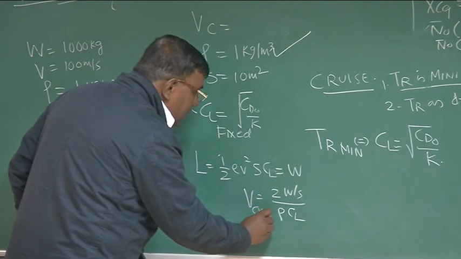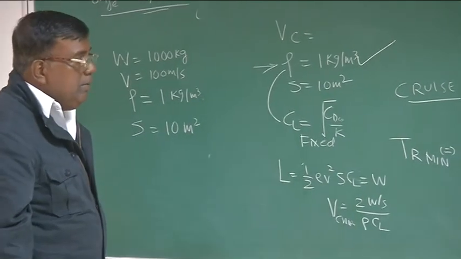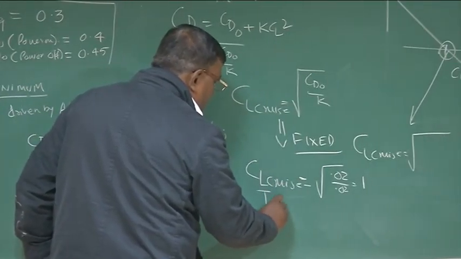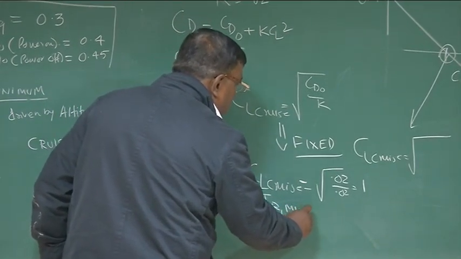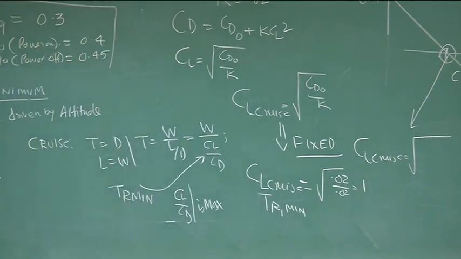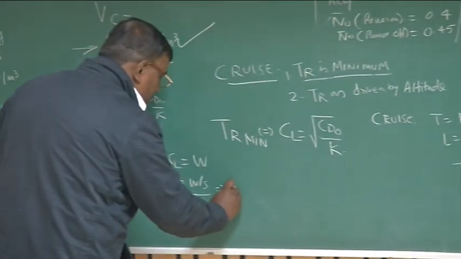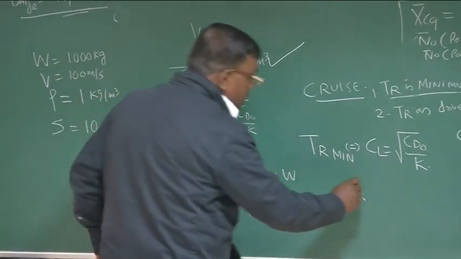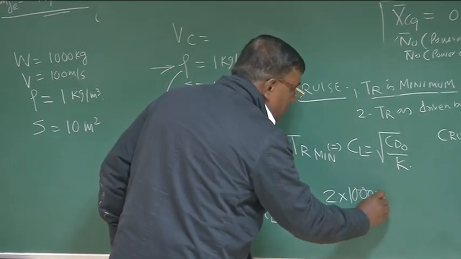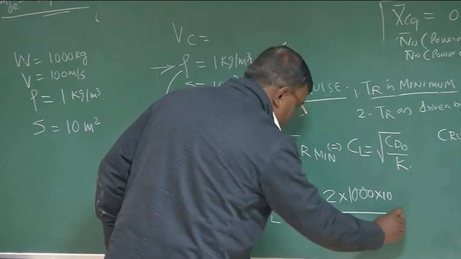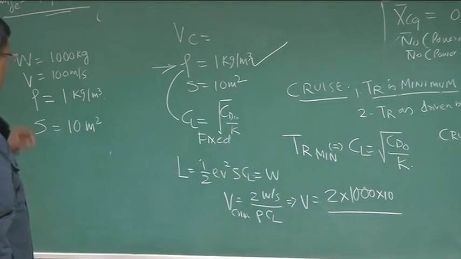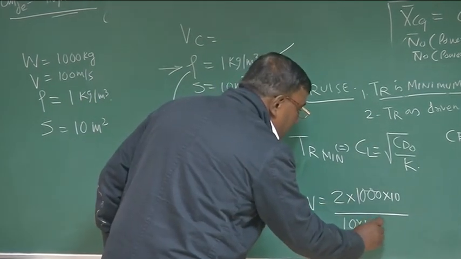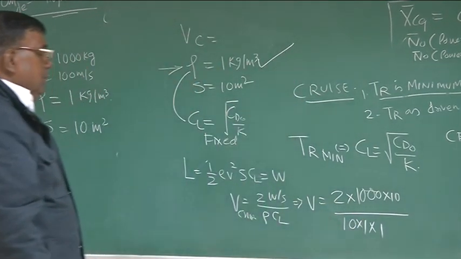What is that CL I will take here for thrust required minimum? This will be this CL. This is CL for thrust required minimum, that is 1 for this example. So, I find V equal to 2, W is how much? W is 1000. So, 1000 into 10, the value of g approximately you have taken, divided by S is 10, rho is 1 and CL is 1.